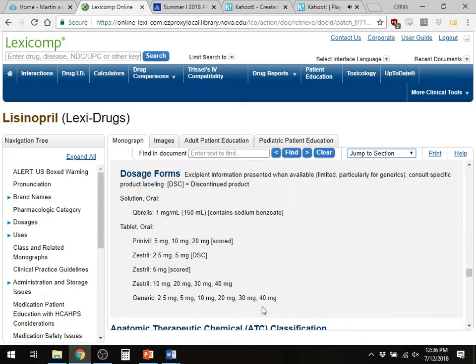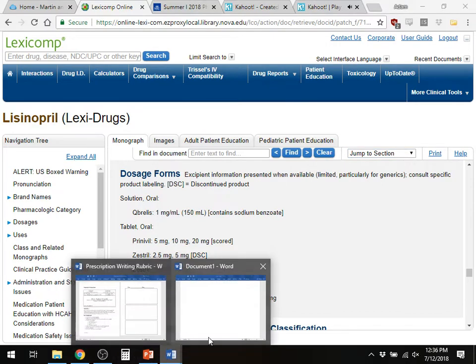So for this patient, I decided I want to do 5 milligrams once daily. Which tablet size am I going to use? Makes sense. I'd use the 5 milligram tablets, right? So again, it's just as straightforward as that. Okay, so now that I have my dosage form that I want to use, I have my dose that I want to use, I have my frequency, now what's left? Let's write the script, right? Let's go ahead and see how that would work out.